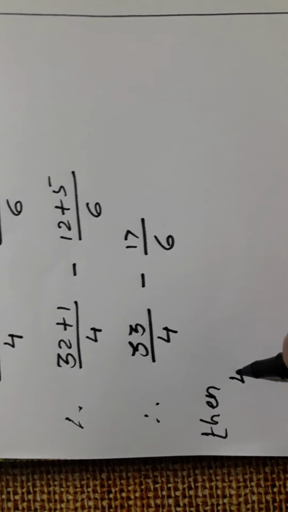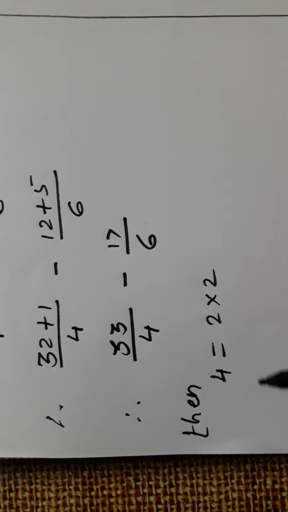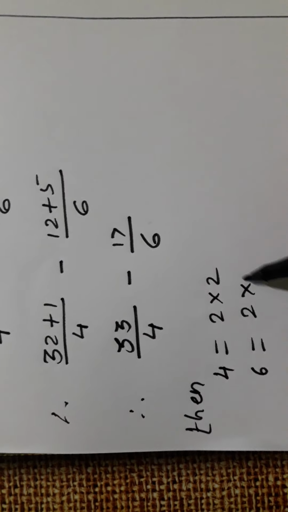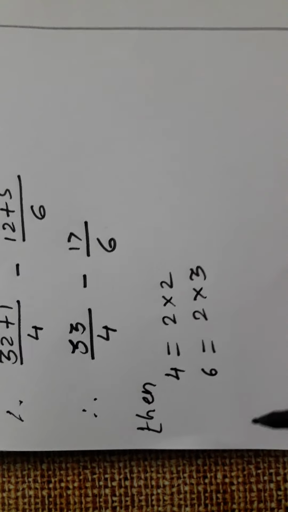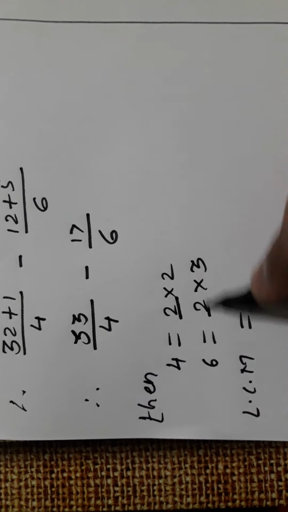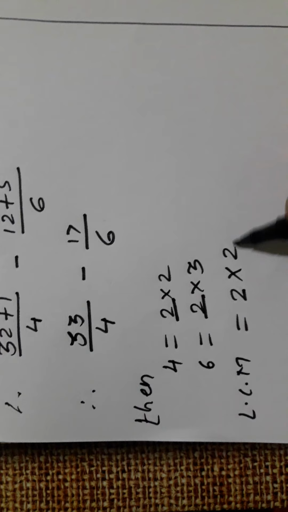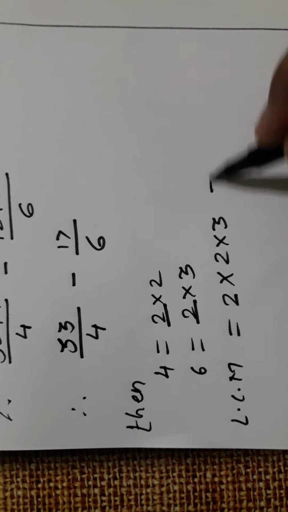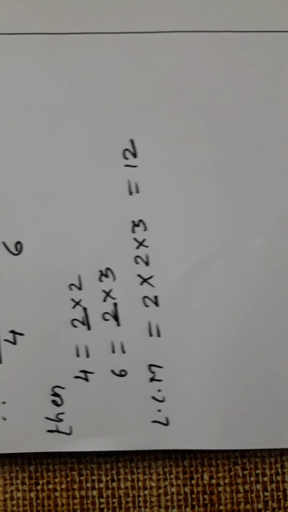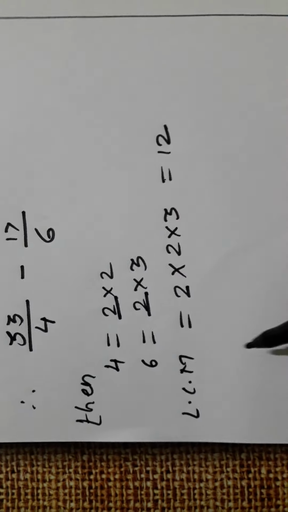Okay, now 4, the factors of 4 are 2 into 2, and 6, the factors of 6 are what? 2 into 3. Okay, then LCM is equal to, first of all we have to find the common factor. What is common? 2, into the remaining 2 into 3, that is equal to what? 2 into 2 is 4, into 3, 12. 12 is the LCM. It means we are going to convert these 4 into 12 and 6 also into 12.